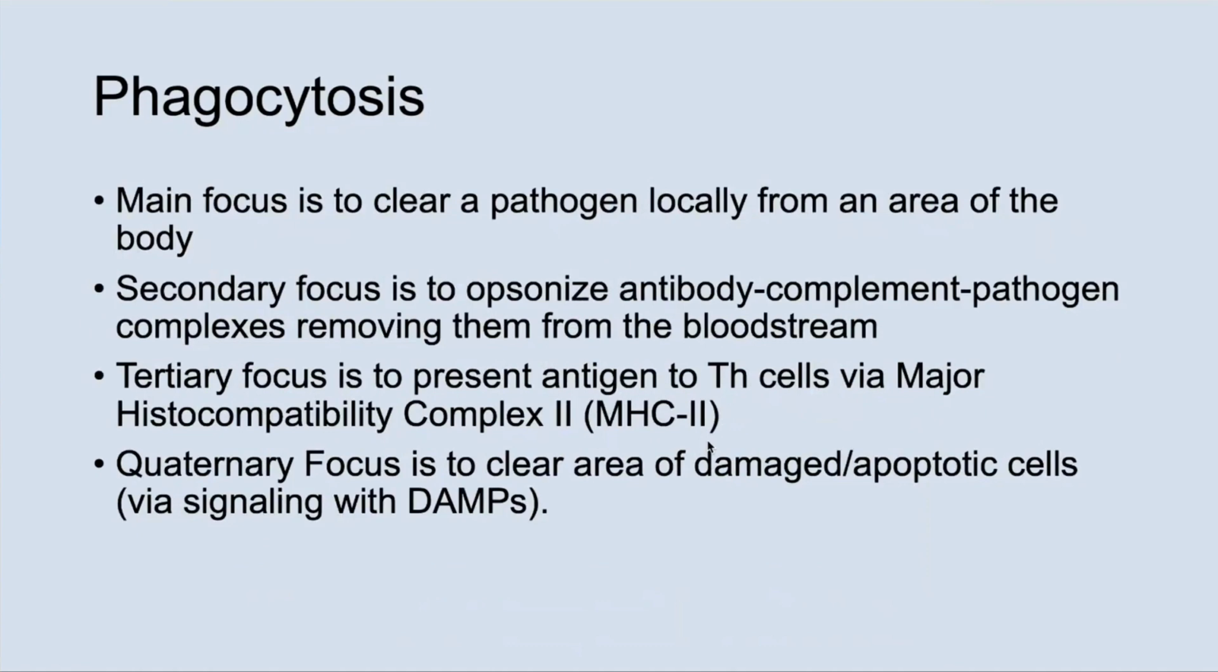Okay. So main focus is, again, to clear the pathogen locally. Secondary focus is to opsonize some of this, some parts of this, whether that means it's been tagged by antibody and complement, or opsonin, again, the purpose of bringing this into a cell, let's say a splenic macrophage, and figuring out what's really going on. And again, what is this? These are PAMPs. And so the tertiary focus is to present antigen to the T helper cells, which is through MHC2, which is an HLA, and you can tell those different T cells what's going on locally and also systemically. There's also a quaternary focus, which is to clear the area of damaged apoptotic cells. Again, if those cells are signaling through DAMPs.